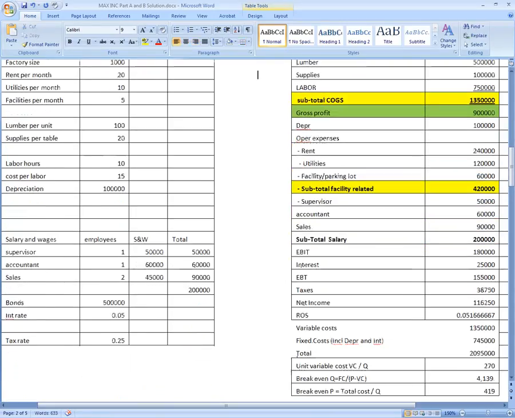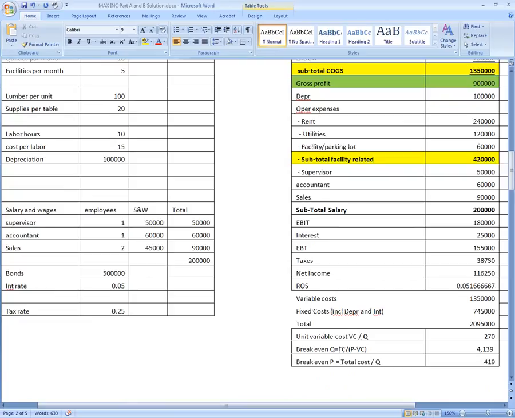Once you have done that, we subtotal it to see how it looks for a total facility cost, which is really these three cells added up over here. Then we look at the other costs. We have a supervisor, 50,000, an accountant, 60,000, and two sales associates at 45,000 each, so you get 90,000. Then we add them up to see how these salary costs look, which is the sum of this, this, and this, added up over here. So this cell should say this cell plus this cell plus this cell.